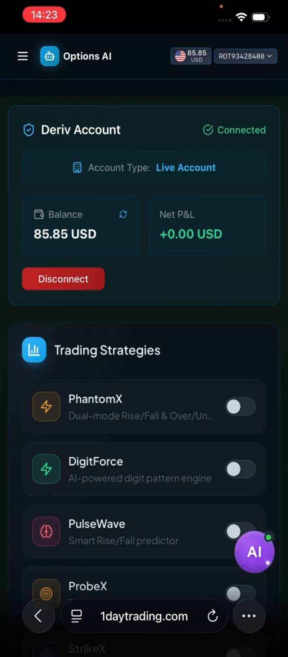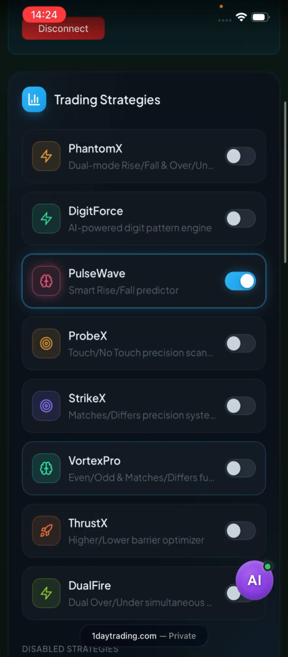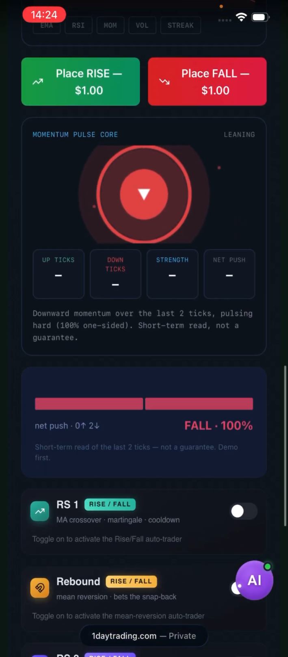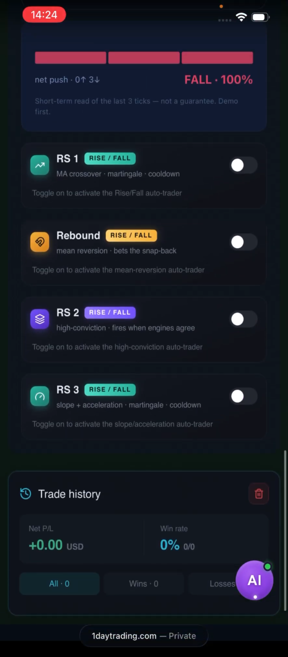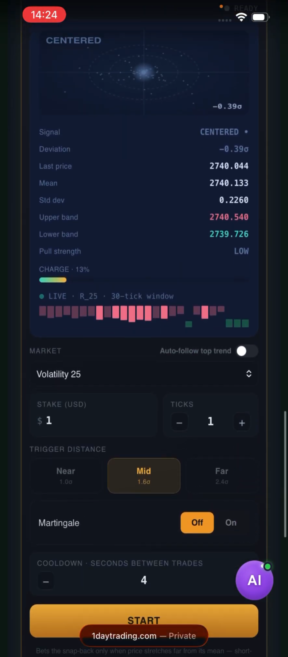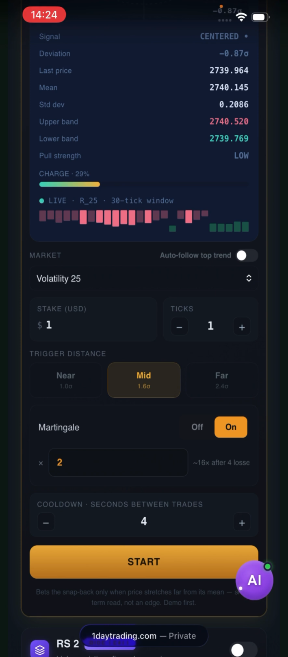With less than 100, the best risk management is to target like 10 USD from 85, just target 10 USD, and we are going to use the Pulse Wave. The Pulse Wave has rise and fall trading bots. Normally most of the people, I appreciate those people who are coming and asking questions. So we are going to use the Rebound, rise and fall, this one, which shows me the centered part. You can either use the near or the mid or the far.